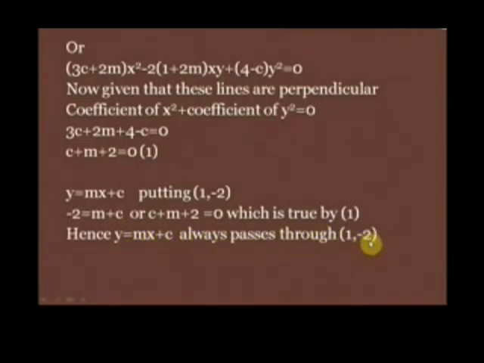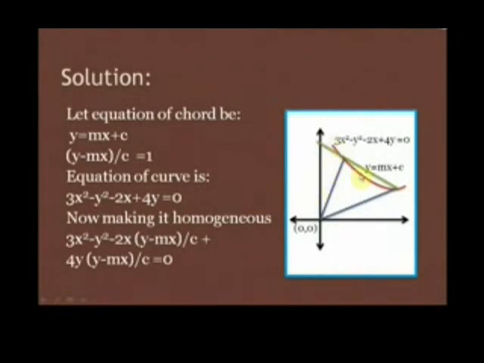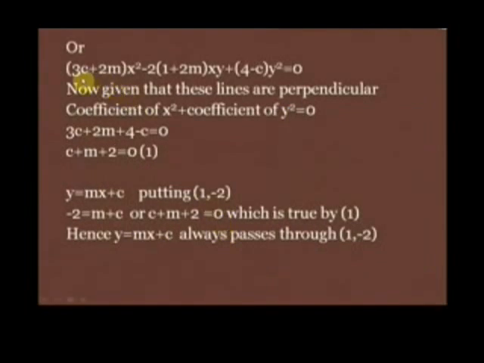Once again we have the equation 3x² − y² − 2x + 4y = 0, and let us say the chord is given by y = mx + c, and we have to make this equation homogeneous. So we get (3c + 2m)x² − 2(1 + 2m)xy + (4 − c)y² = 0.